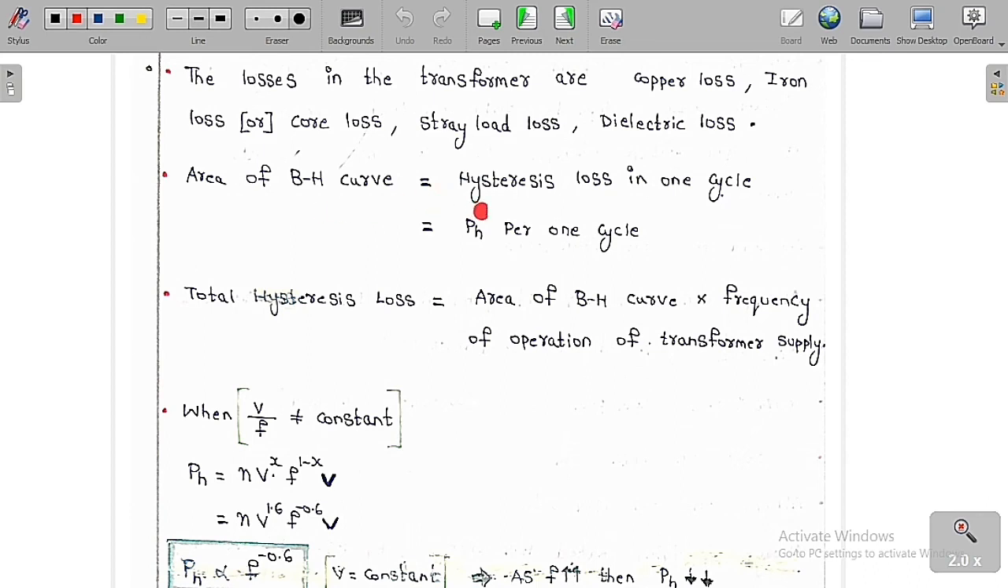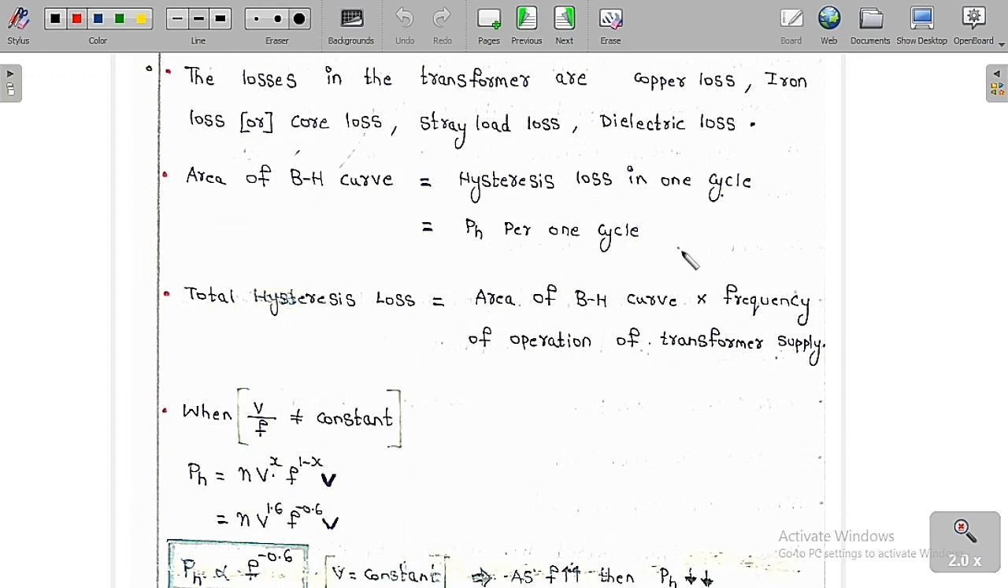The area of the BH curve is going to tell you the hysteresis loss in one cycle, or simply the hysteresis loss per cycle. The area of the BH loop tells you the amount of hysteresis loss in one cycle of supply. So if you give one cycle of AC supply, the hysteresis loss is equal to the area of the BH loop.